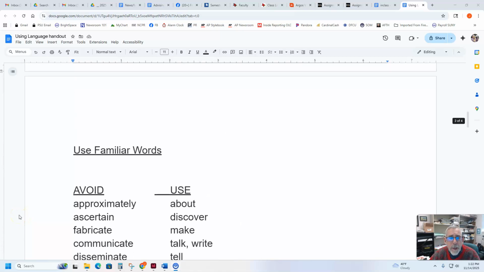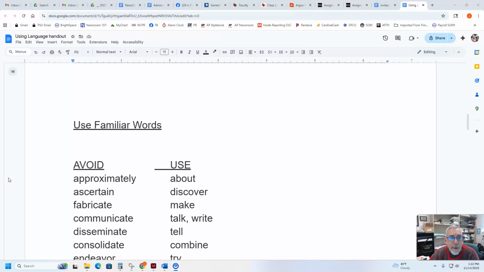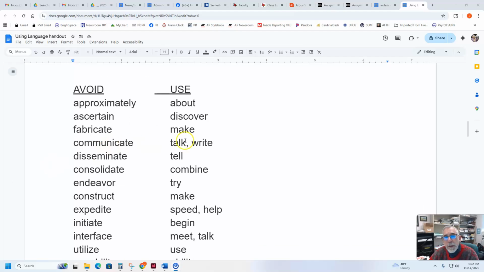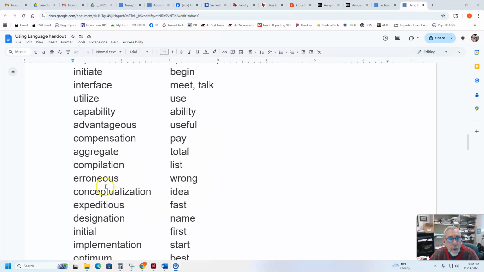So, for example, this handout that I'm reviewing is available as an attachment here. This is just a list of: avoid these more complex words and use these more familiar words. All right. So, for instance, endeavor and try. We don't want to endeavor to do it. We're going to try to do it. We're not going to interface. We're going to meet or talk. We're not going to say it's erroneous. We're going to say it's wrong.